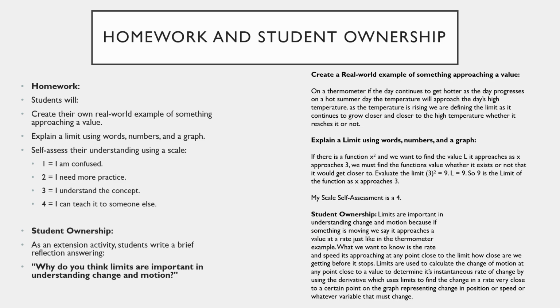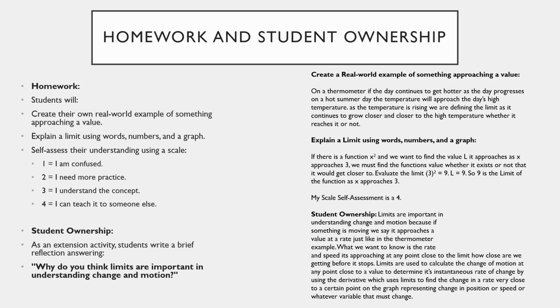As the temperature is rising, we are defining the limit as it continues to grow closer and closer to the high temperature, whether it reaches it or not. So that's a perfect example of a change in temperature. As we approach a high for the day, we are getting closer and closer to the high, whether we get there or not, or if it actually does get there according to the prediction. We are getting closer and closer to a particular temperature over a period of time, and that shows that we are approaching the value, which would be the limit of the temperature for that day.